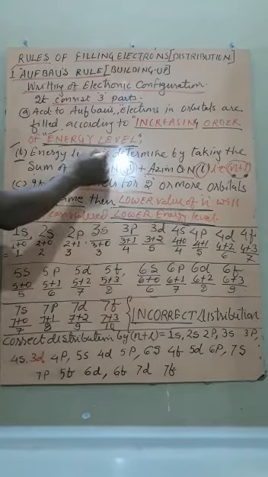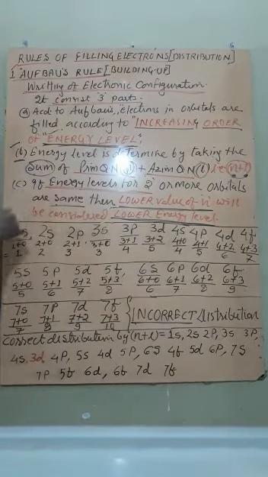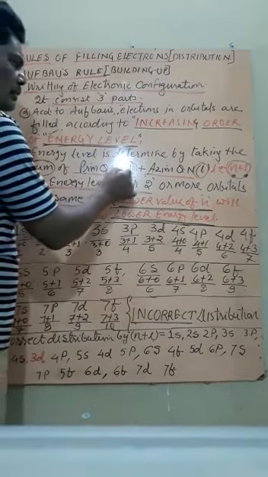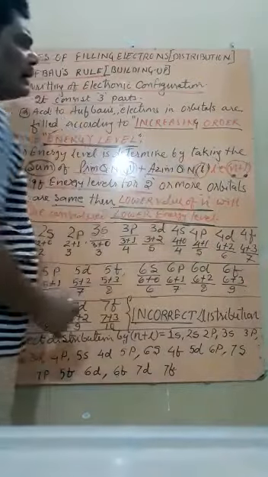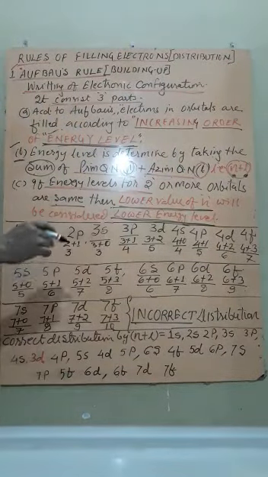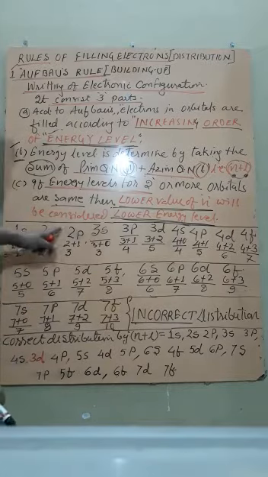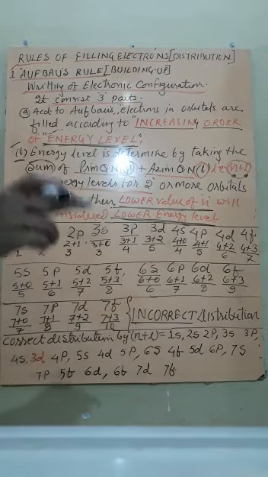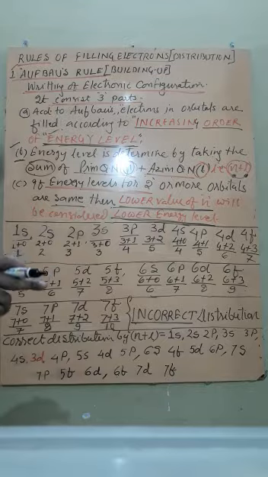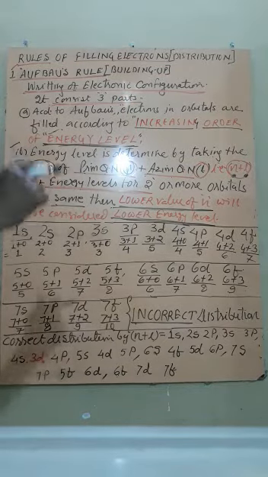The energy level is determined by taking the sum of principal quantum number, denoted by n, and azimuthal quantum number, denoted by l. Student, I told you, in any of the notation, the numeral value is for the value of n, and the alphabet is for l. l means azimuthal quantum number. So we have to take the sum of n plus l value.